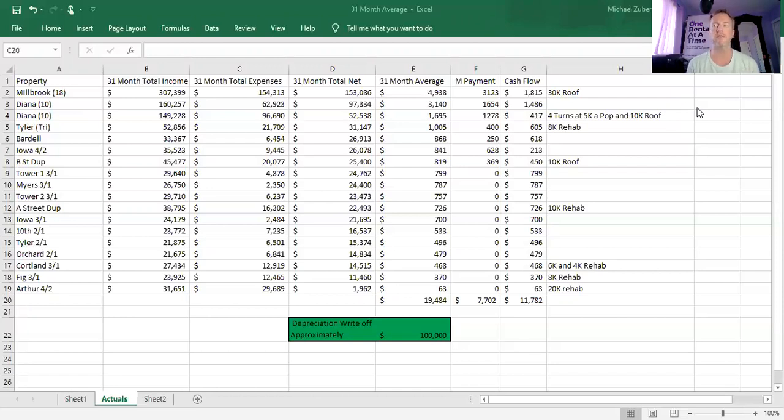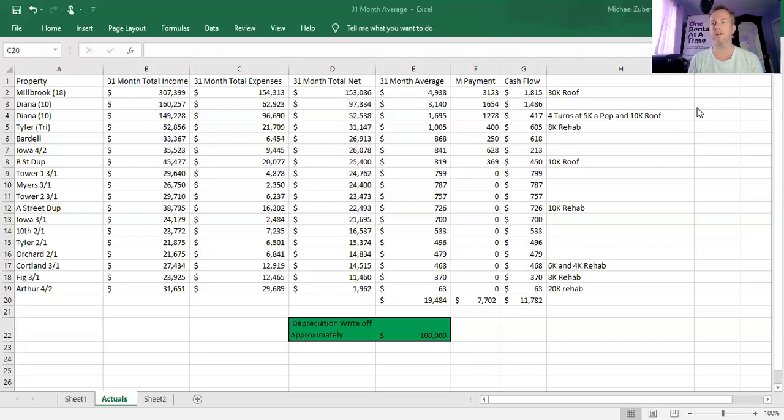Actual expenses are property management, utilities, repairs, capital investments, taxes, insurance. All the expenses other than mortgage are included in the total expense column. You can see that they run roughly 50% on the 18 unit, which is about right. A little bit less on one of the Dianas, and a little bit more on the other. And for most of the houses, expenses are not even close to 50%.